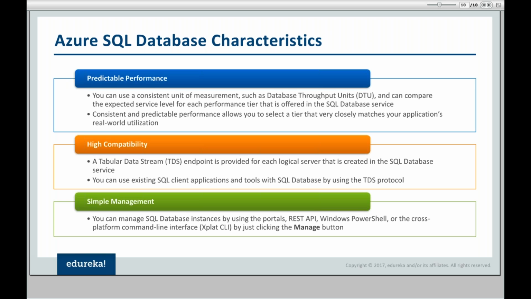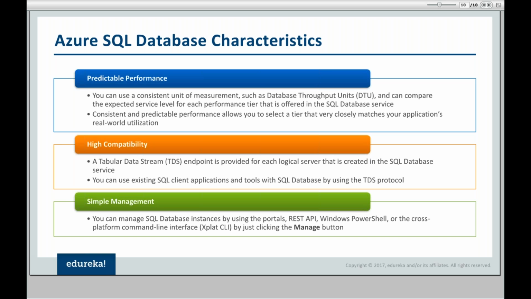Here go the SQL database characteristics that we have. We have different characteristics which have been split up as predictable performance, high compatibility, simple management, etc. Predictable performance in the sense, let's say you have a unit of measurement here. For each and every database that you create, we come up with a metric, a measurement unit, which we call DTUs. So you have a database throughput unit, and you can compare the expected service level for each and every performance tier that is offered in the SQL database service.